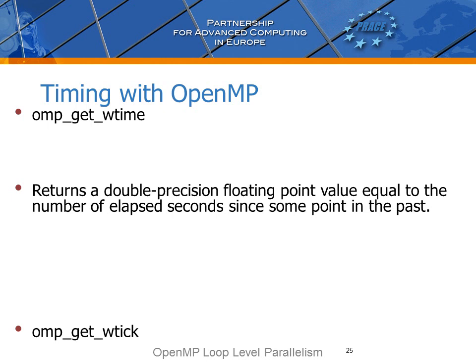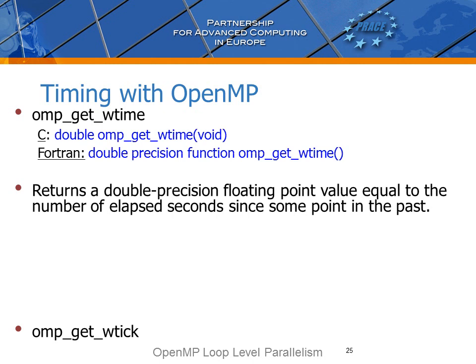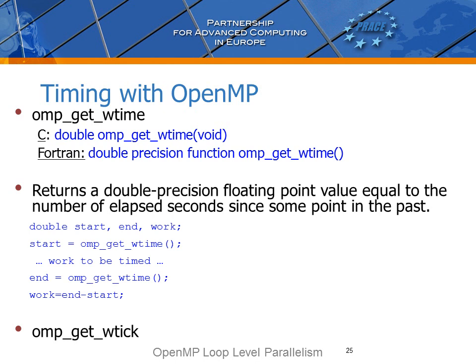Finally, in this presentation, we will shortly mention timing with OpenMP. The omp_get_wtime function is mostly used for wall clock timing. It returns a double precision floating point value equal to the number of elapsed seconds since some point in the past. It is usually used in pairs with the value of the first call subtracted from the value of the second call. Note that it is designed to give per-thread times and therefore may not be globally consistent across all threads in the team.